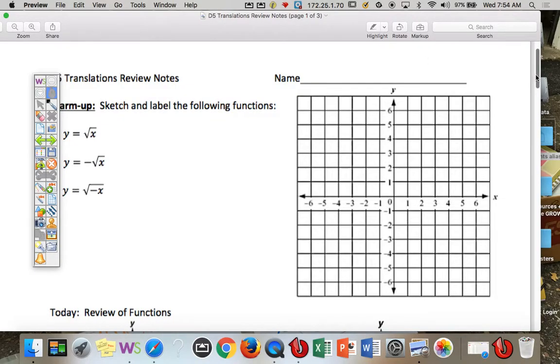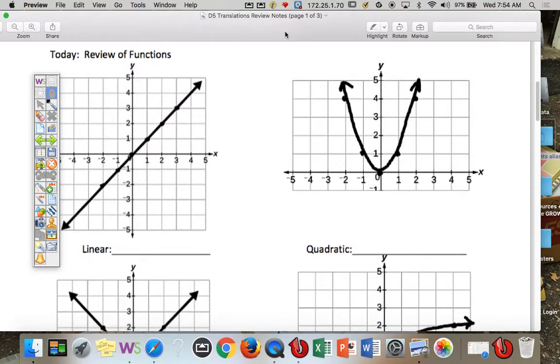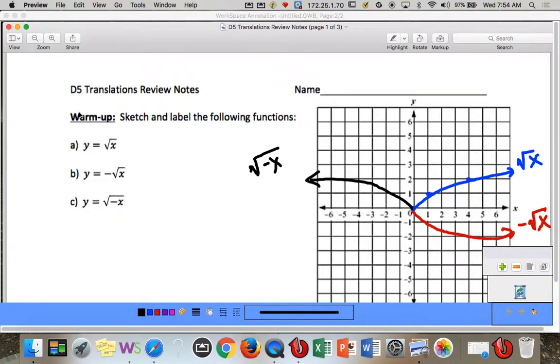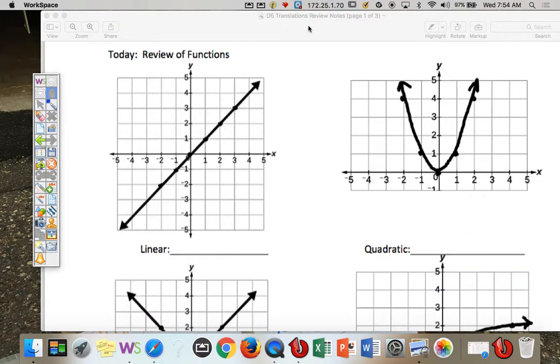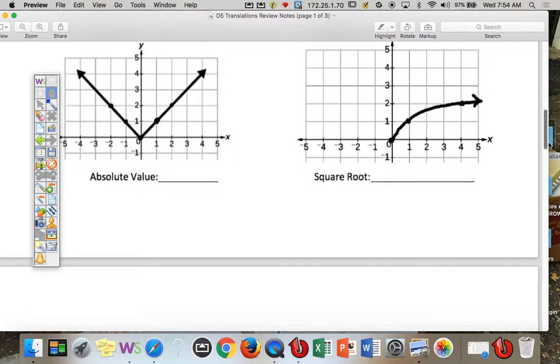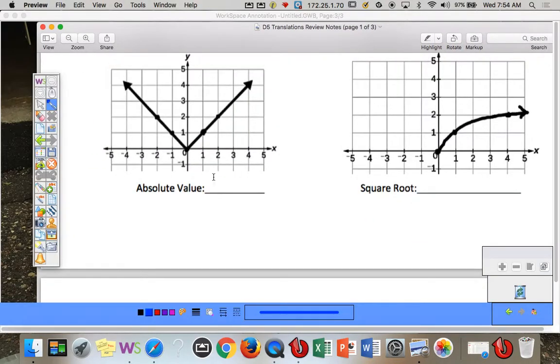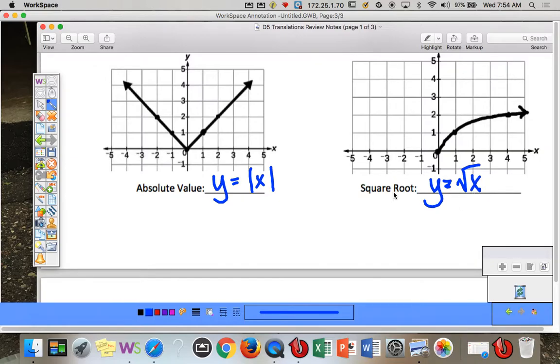So today we're going to review all the different functions we've been looking at this unit. So we have the name linear. If I write the parent function that we've been looking at, the equation of this function is y equals x. The y-intercept is 0, the slope is 1, so we have y equals x. If it's a quadratic, the parent function was y equals x squared as the highest power. The v-shaped graph was absolute value, so we have y equals the absolute value of x, and then the square root function we just looked at. So you should know the name of the function and what the equation of the parent function is.